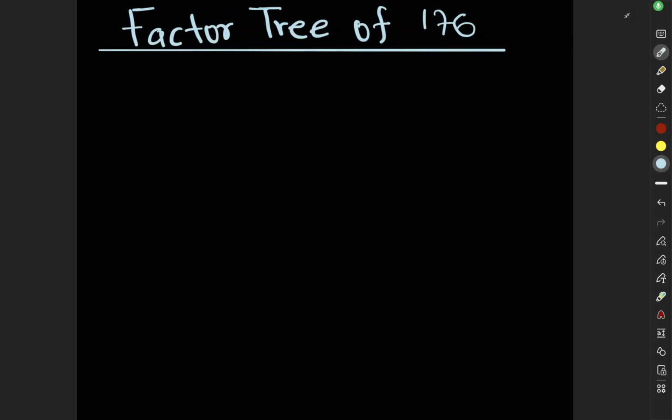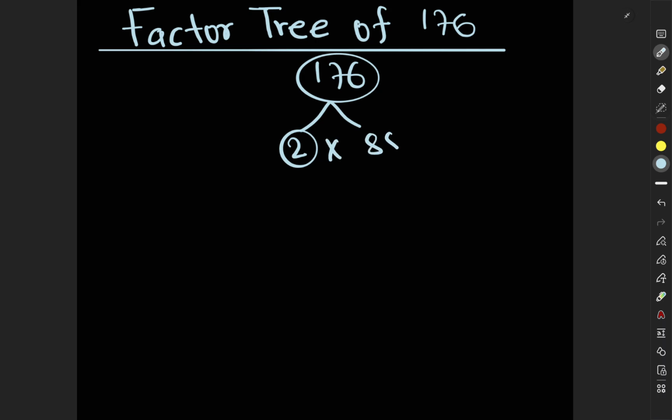Factor tree of 176. So 176, it can be written as 2 times 88. 2 times 88 means 176. So 88, it can be written as 2 times 44.